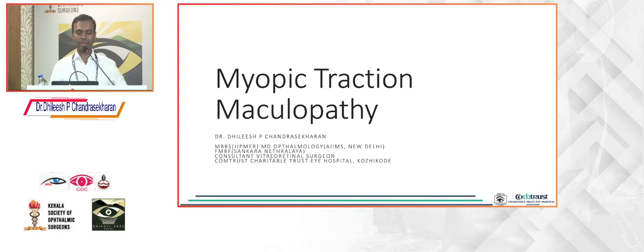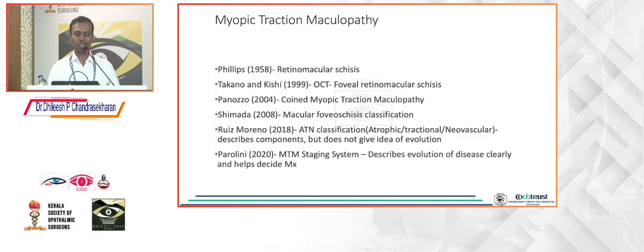I'll be talking about myopic traction maculopathy. So myopic tractional maculopathy was initially described by Phillips all the way back in 1958 as retinomacular schisis, and later on in the OCT era, Takano and Kishi described it as foveal retinoschisis, and in 2004, Panozzo was the first one to call it myopic traction maculopathy. Later on, so many classifications came for the same disease. Dr. Anjana described one or two of them, and the latest and most useful classification as of now is Parolini's myopic traction maculopathy staging system, or the MSS. It describes not only the evolution of the disease, it also helps us in making management decisions.